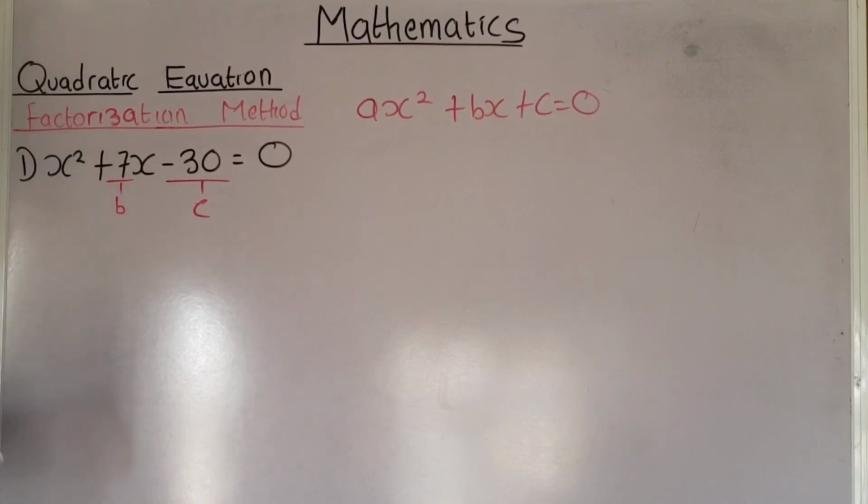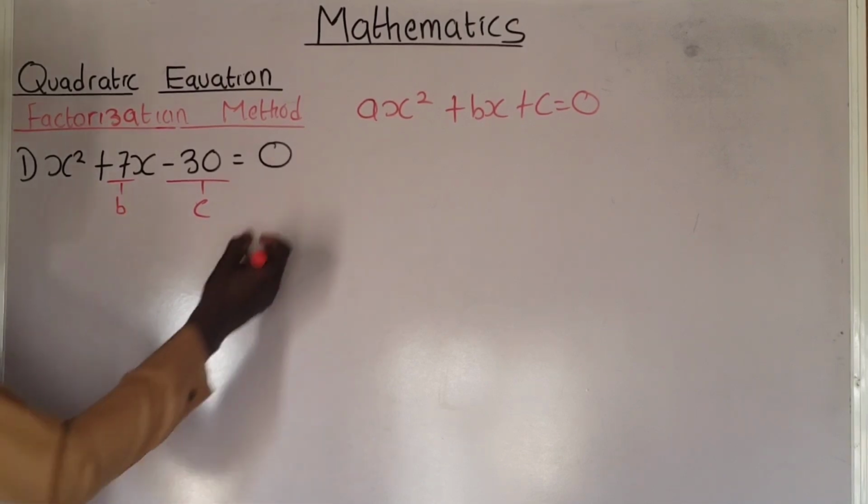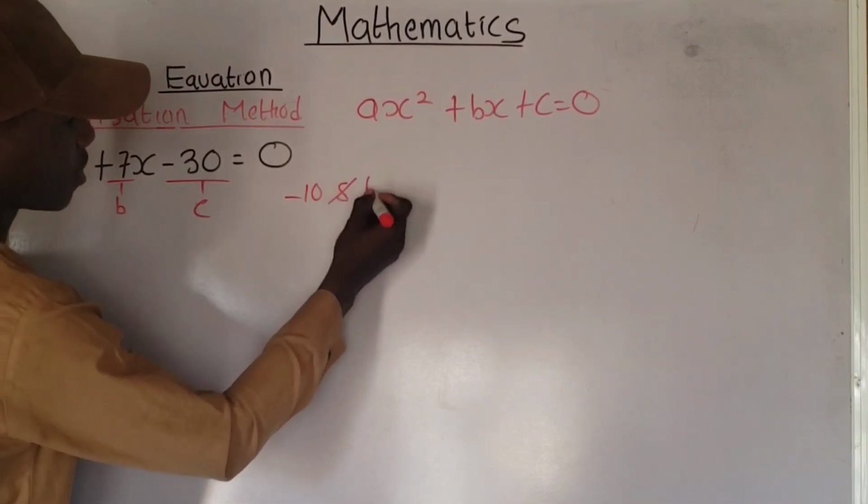Okay, so think of two numbers such that when you take the product of these two numbers, you are going to have negative 30. And if you add these two numbers together, you are going to get plus 7, which is b. What are those two numbers? Negative 10 and plus 3. Let us check this out.